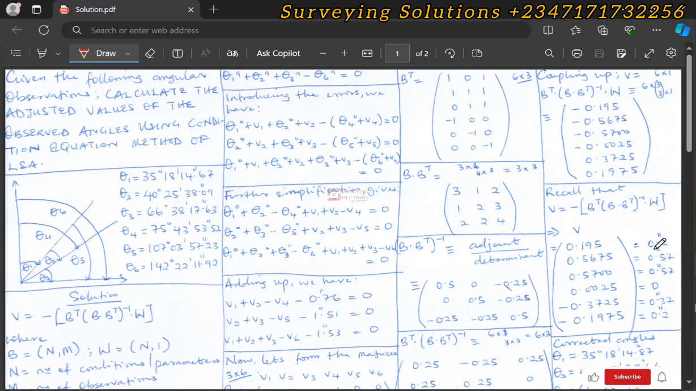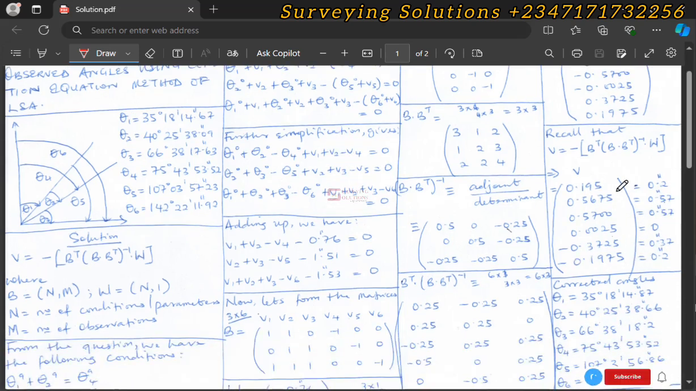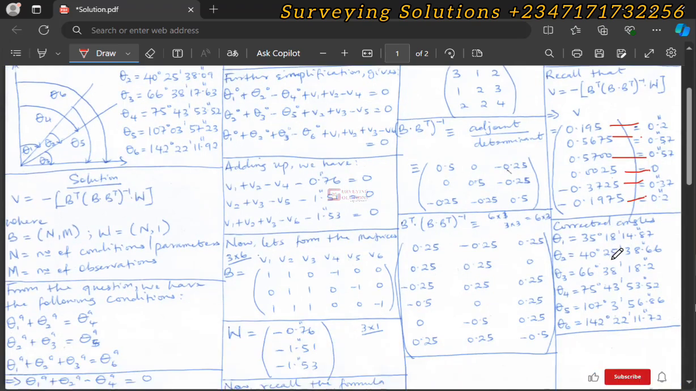That's 0.2 seconds. If you do that for the second V, V2, it should give you 0.57 seconds, down to V6. So this is for V1, this is for V2, V3, V4, V5, and then V6, right? We are now going to apply these corrections to our observed angles, to get the corrected angles of each of those observations.